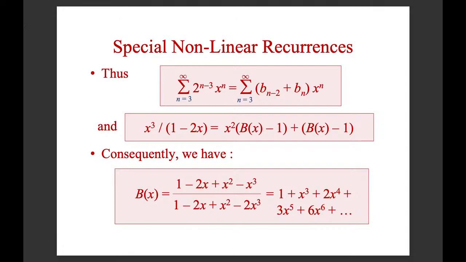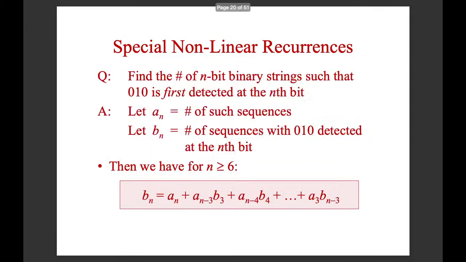Let's make the problem a little bit more complicated. This time, we want to find the number of n-bit binary strings such that 010 is first detected at the nth bit. So we don't just require that 010 is detected at the nth bit, but we want it to be detected here for the first time.